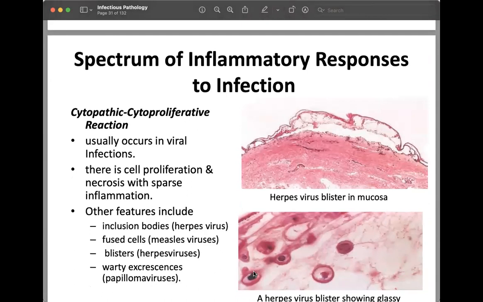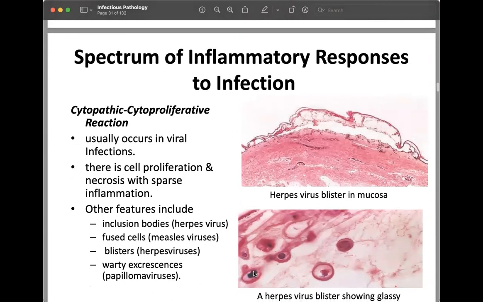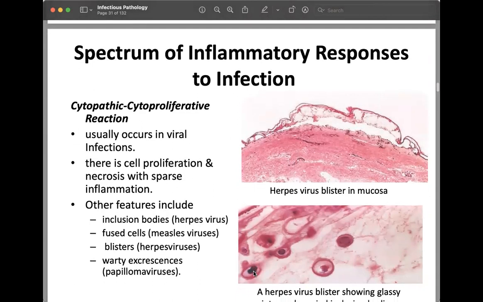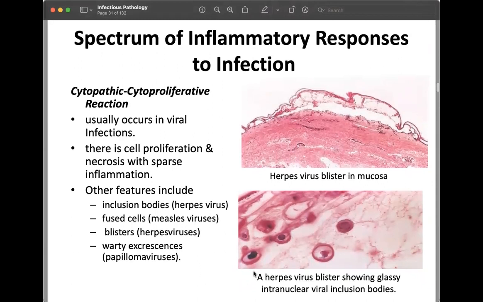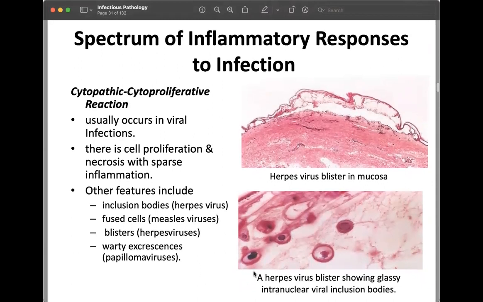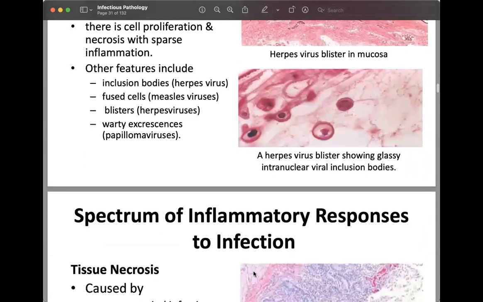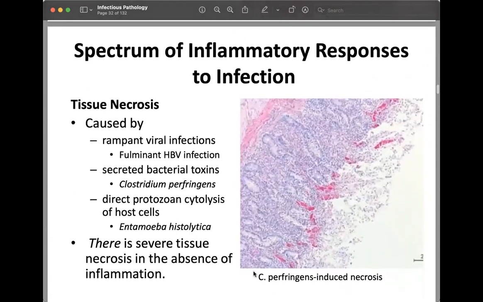Viruses can also cause damage, causing specific alterations in the appearance of the cell. These are known as cytopathic effects or CPEs. Examples include inclusion bodies seen in herpes, fused cells seen in measles virus, blisters seen in herpes, and warty excrescences seen in papillomaviruses. Of course, as cells die, they become necrotic, and practically all types of infections which cause damage to the cells can cause tissue necrosis.